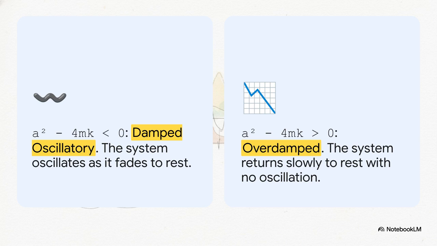If the damping, that's A, is pretty small, then the spring's natural desire to bounce wins out, and we get those fading waves we just saw. But if the damping is super strong, friction wins, and the system does something completely different, no bouncing at all. And then there's this perfect balancing point, right in the middle, called critical damping.